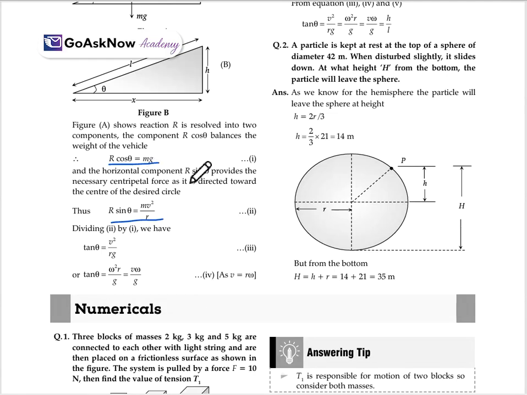This horizontal component provides the necessary centripetal force. It is directed toward the center of the circle: r sin theta = mv² upon r. When we divide both equations, we get tan theta = v² upon rg. Simplifying, we get tan theta = omega² r upon g, then v = omega r upon g.